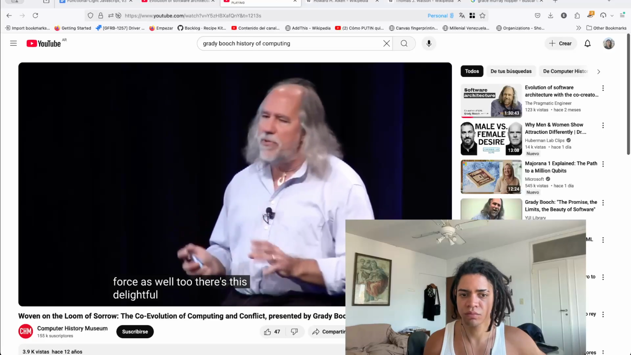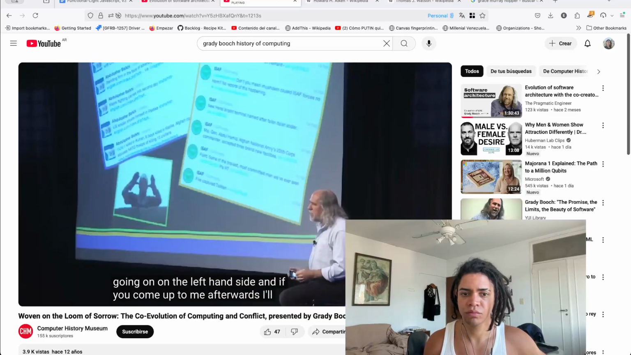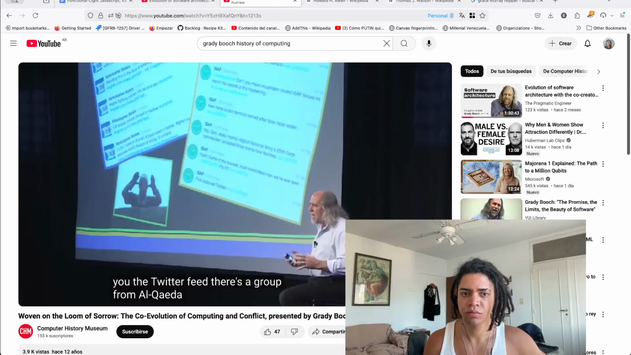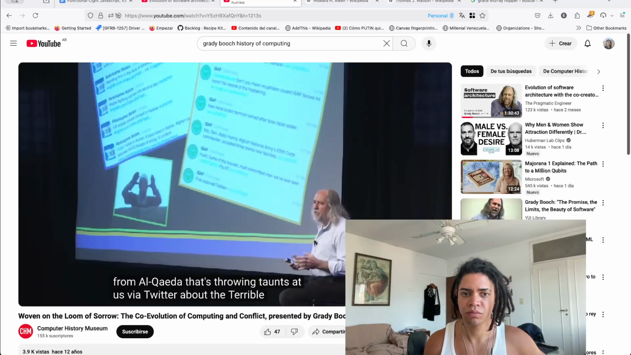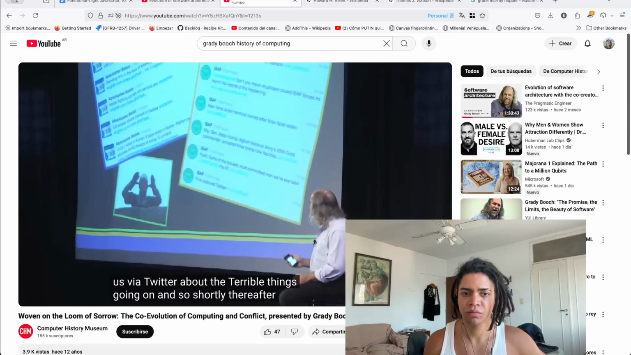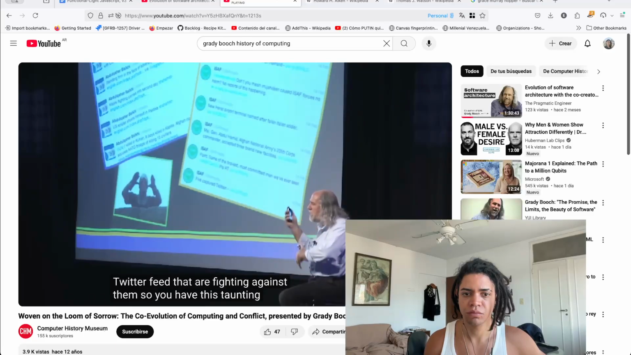There's this delightful Twitter conversation that's going on. On the left-hand side, I'll give you the Twitter feed, there's a group from Al Qaeda that's throwing taunts at us via Twitter about the terrible things going on. And so shortly thereafter, we in the Allied forces set up another Twitter feed to fight against them. So you have this taunting going back and forth.